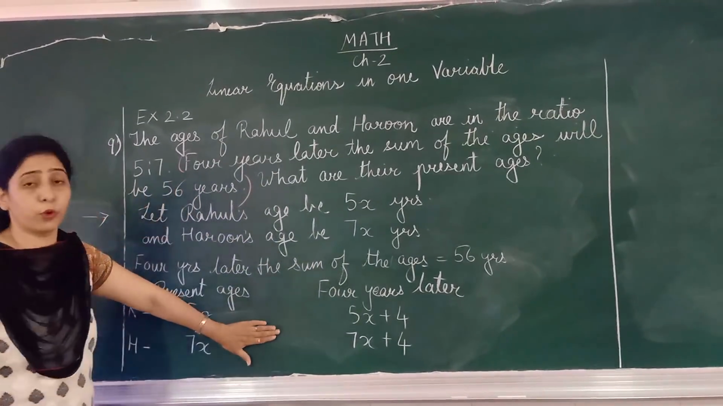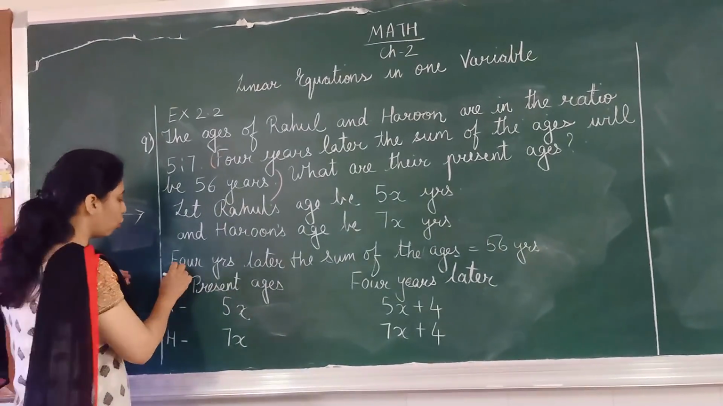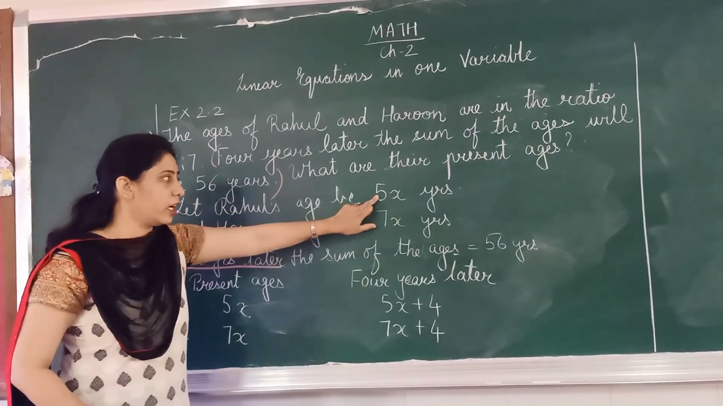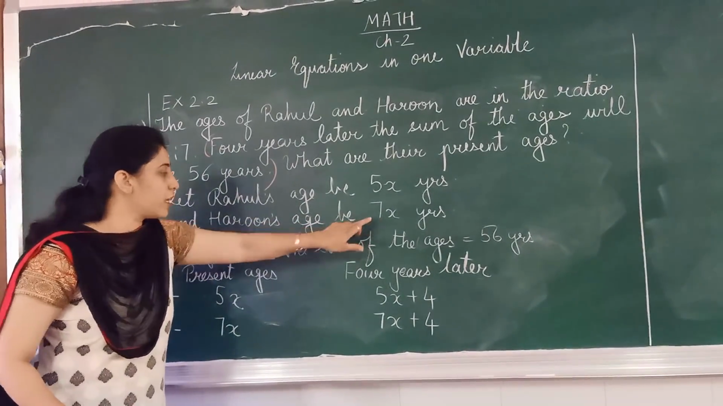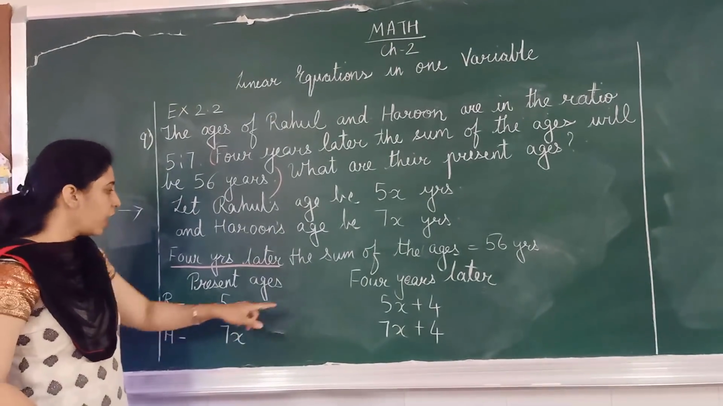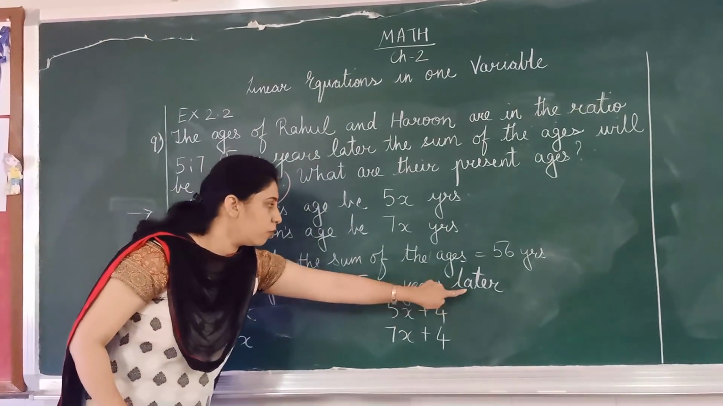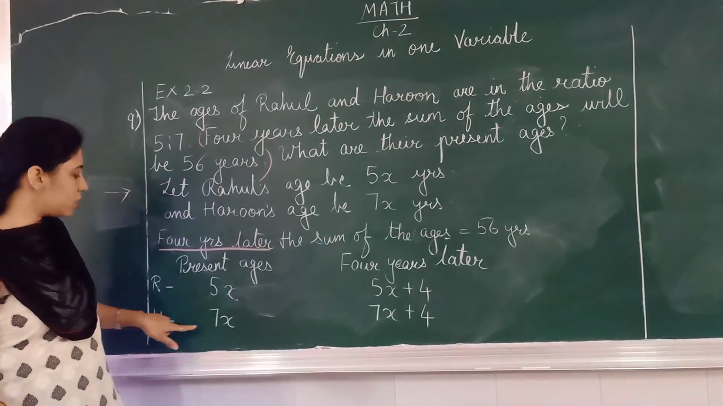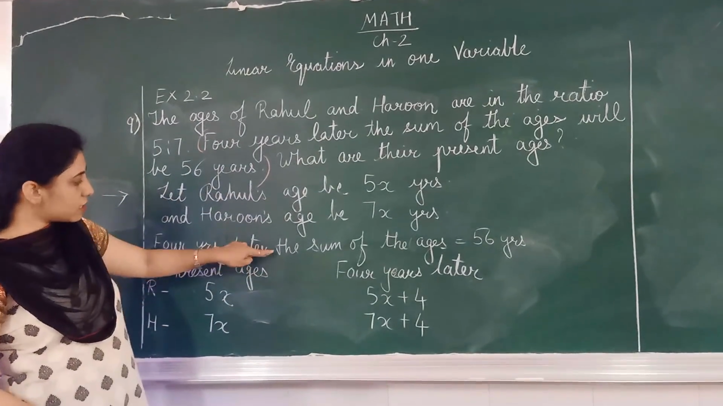This part is very important. Is it clear what it is? Because here they have already told 4 years later. So 4 years later, the present age we have already considered. The present age is 5x for Rahul and for Harun the present age is 7x. Okay. And so 4 years later, Rahul's age will be 5x plus 4. Why later? So we have taken plus, and plus 4 here. And Harun's age will be 7x plus 4. Okay. So now what is the next one?